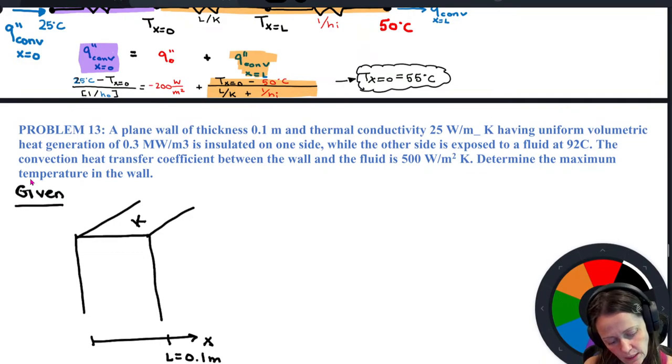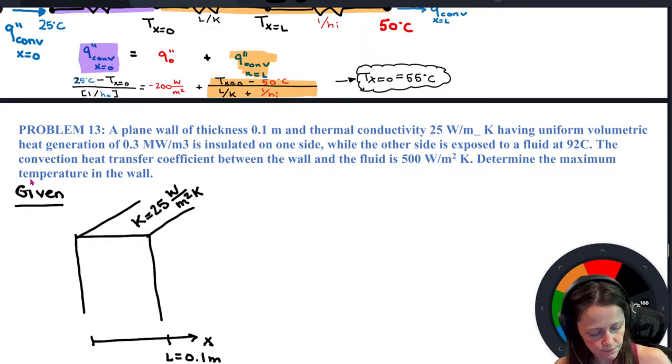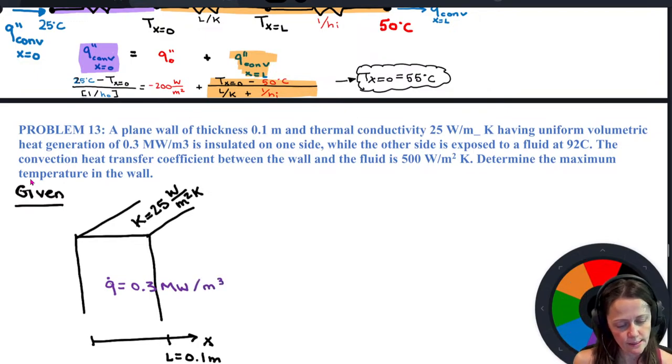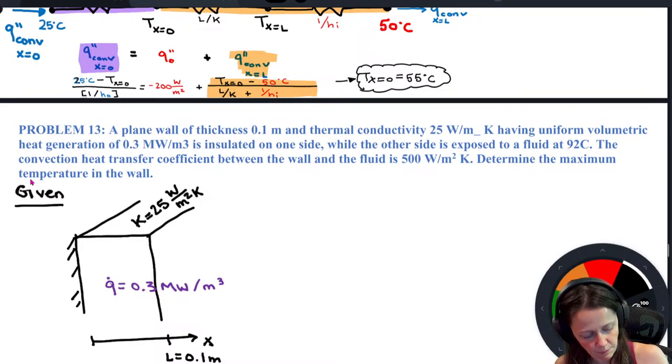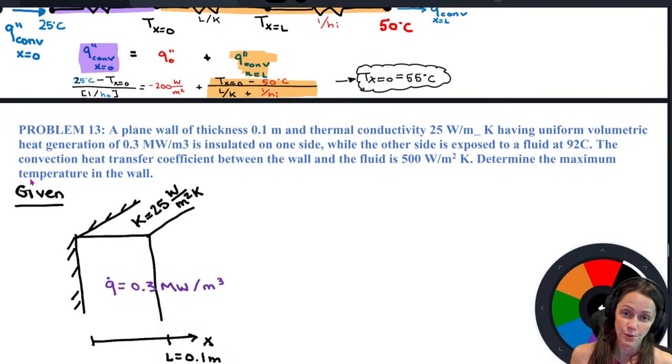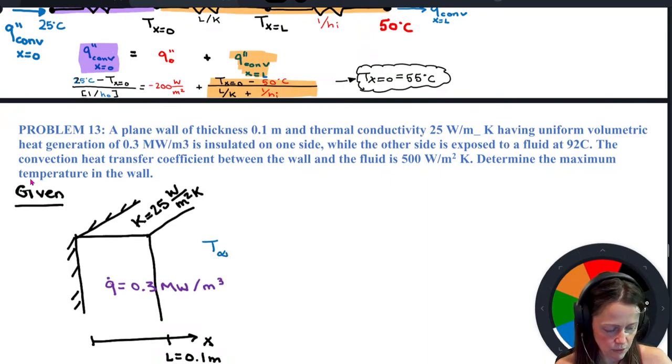I've got a thermal conductivity of 25, so 25 watts per meter Kelvin. It has a uniform volumetric heat generation of Q dot, 0.3 megawatts per meter cubed. It's insulated on one side, and the other side is exposed to a fluid at 92 degrees. It doesn't really matter which side I pick, but it would be nice to have the insulated side at x equals 0. I think that will make my math work out better. And then it's exposed to a fluid, T infinity over here, 92 degrees Celsius. Heat transfer coefficient is 500 watts per meter squared Kelvin.